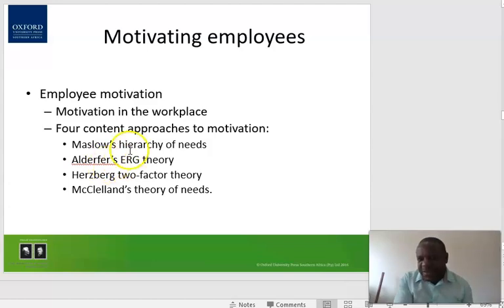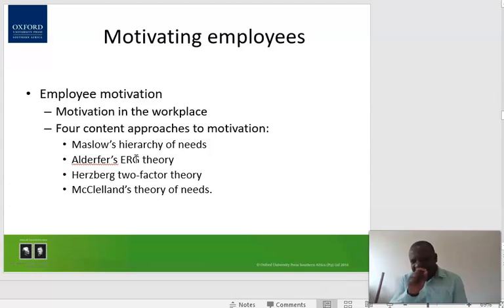The need to exist. Then what Alderfer named relatedness needs are basically the needs that were identified by Abraham Maslow as the needs to relate, the needs to socialize, the need to affiliate with other people, which are basically your social needs and your esteem needs or your egocentric needs. Then the need for growth, this is what was identified by Abraham Maslow as self-actualization.